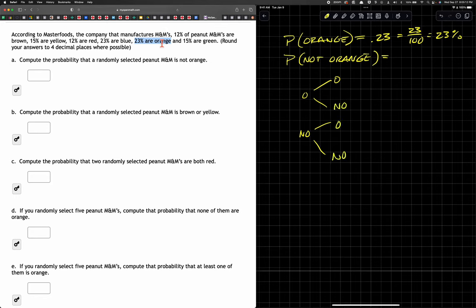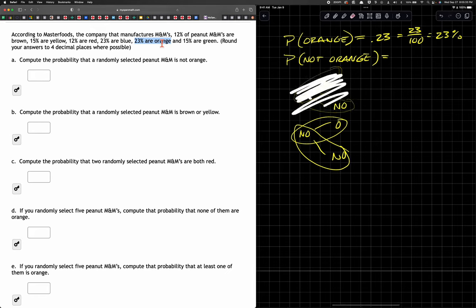So if I pick two, this bottom branch is not orange. This upper branch is orange. This one is orange, not orange, and then not orange, orange. So we took these six M&Ms and turned it into a binary: orange, not orange. We don't care about the not orange, what specific color it is. We only care that it's not orange. So that's key technique number one.